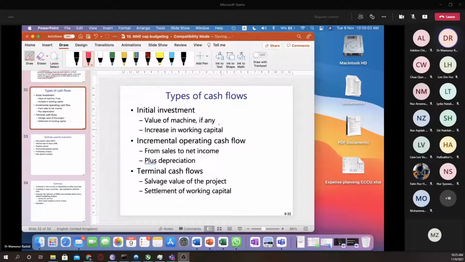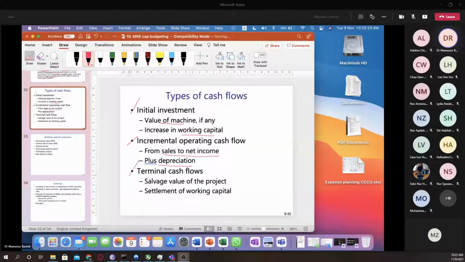These are the types of cash flows that we deal with. First, there are three major types of cash flow. The first one is the initial investment. That is the value of the machine or the project that you are buying, plus the increase in working capital if you need any working capital to invest in that country. Second is the incremental cash flow from investing in that country, from sales to net income, and then plus depreciation expense in order to find out the net cash flow.